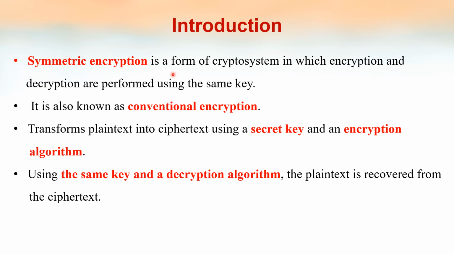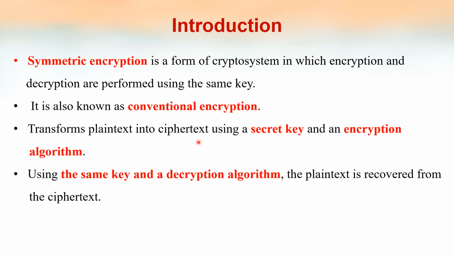Symmetric encryption. It is a form of crypto system in which encryption and decryption are performed using the same key. There is a plain text. We have to convert that text into ciphertext using a key, and then at the receiver end, we have to convert the ciphertext back to the plain text. So for both of these, the same key is used in symmetric encryption. It is also known as conventional encryption.